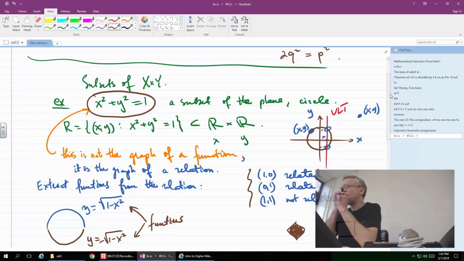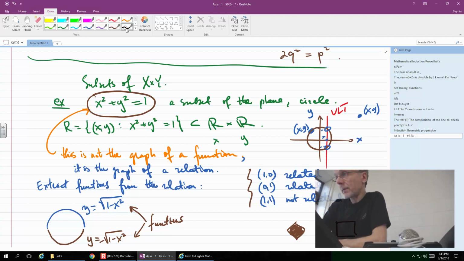So the really big topic that we are progressing towards is infinity.